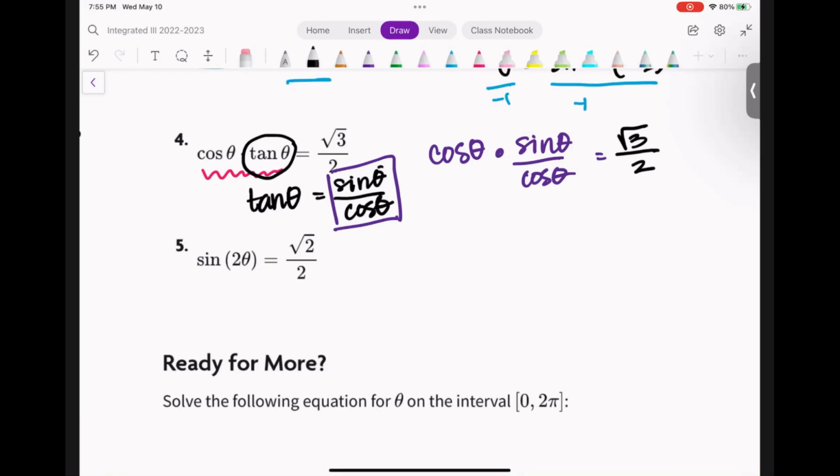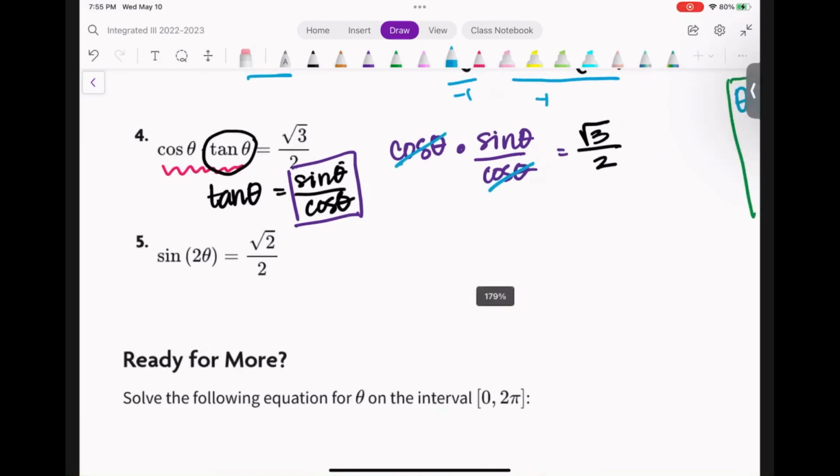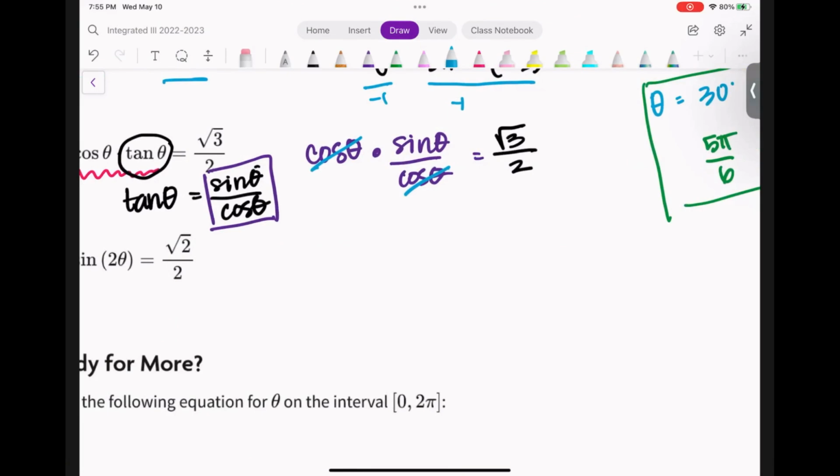Do you see anything that could happen there? Does anybody see anything that can happen right there? And some of you are like, yeah, Ms. Johnson, those cosines divide out. Exactly. These cosines divide out, and now I'm left with sine theta equals root 3 over 2.